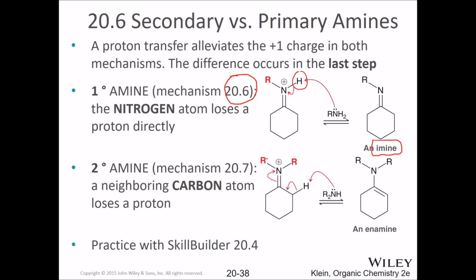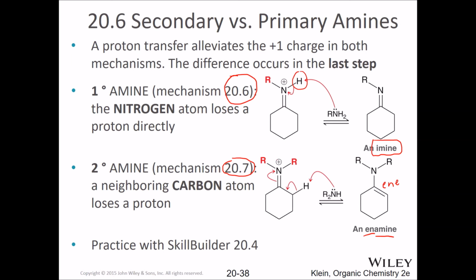But if there's no proton there to take off, well then the last base that you have coming in is going to take off the best one, right? And can you see it goes there? So can you see a double bond there, N or ene, right? So it's an enamine, all right? So mechanism 20.7 is identical to 20.6, except this last proton transfer step.